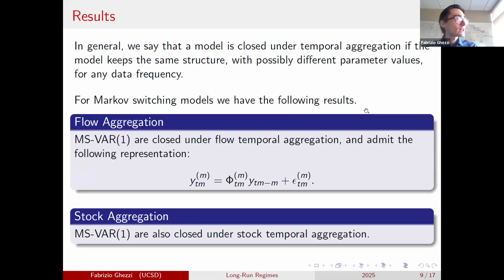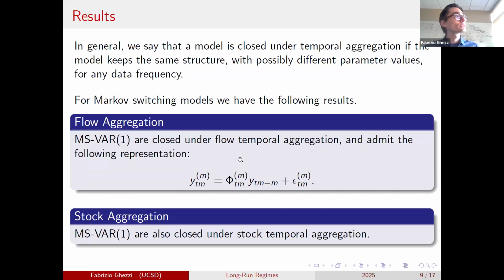Okay, and then the results. One key result is, we start from this short run Markov switching model. So the main question is, once we aggregate, so we go to the long run, do we still have Markov switching dynamics? Are we still in this class of processes? And the answer is yes, and that is regardless of the aggregation scheme that you consider. So whether you consider flow variables or stock variables, when you go from the short to the long run, the process will still be in that class of models. So it will still be a Markov switching model.